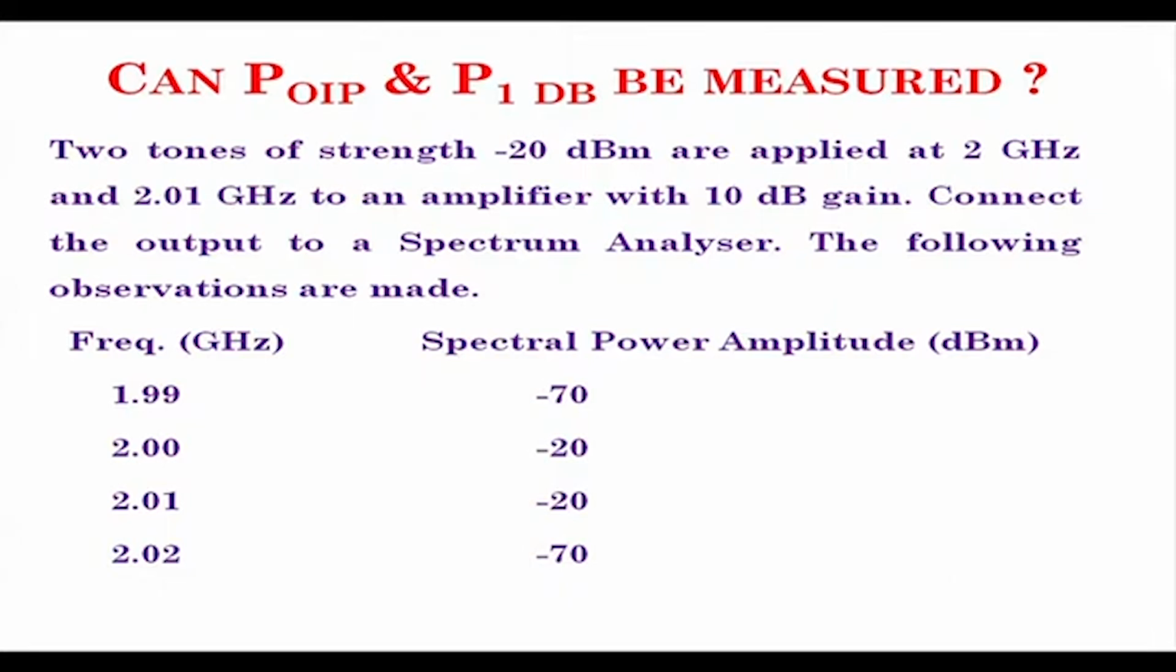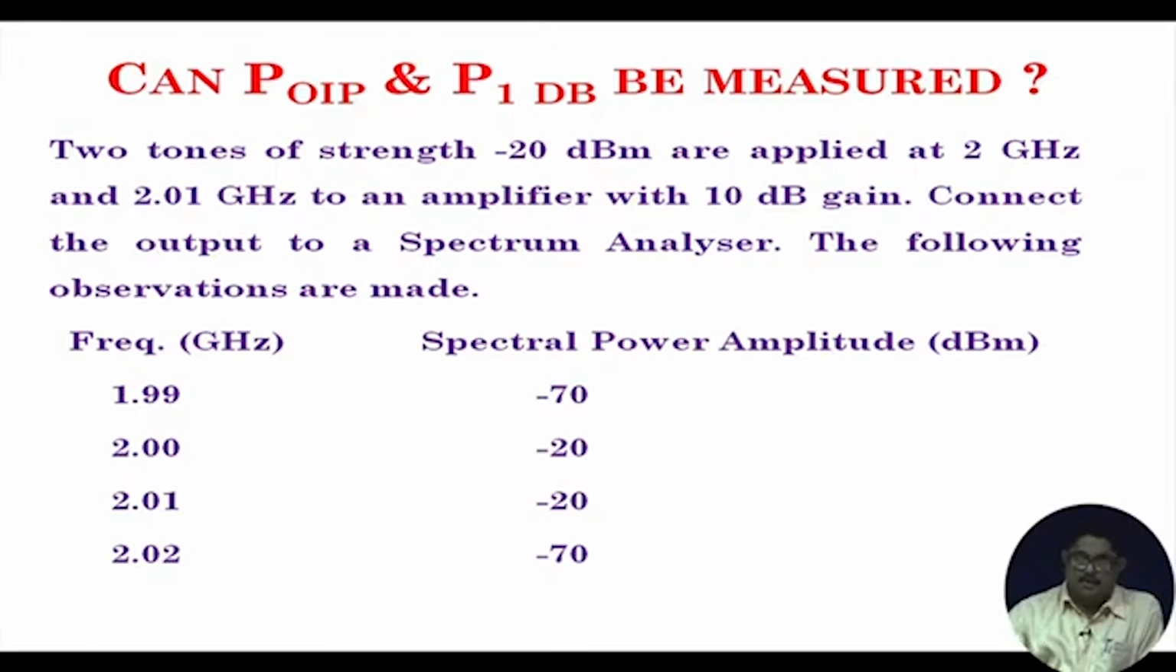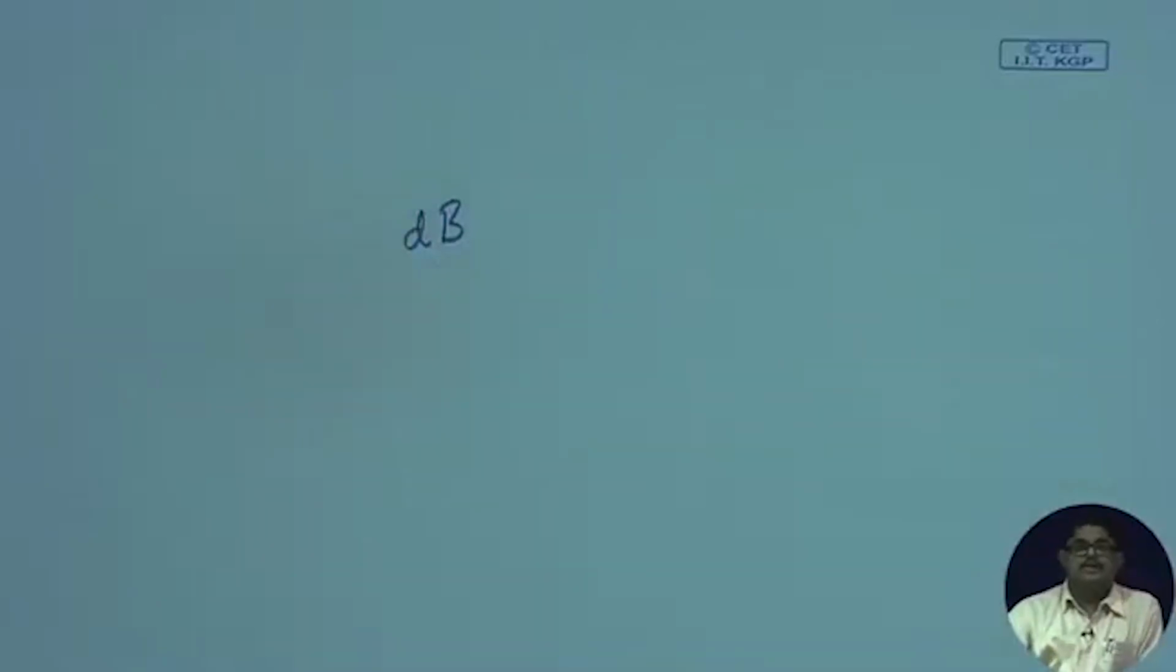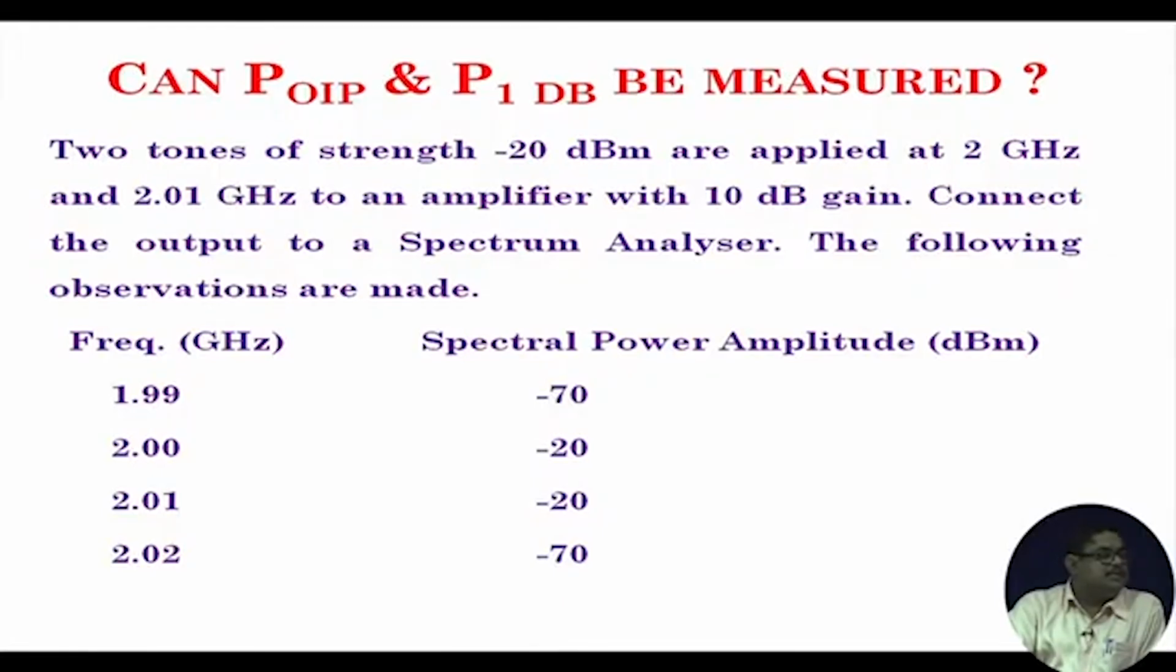Please remember, in this title the dB should be written properly, but in the PowerPoint this problem comes, I think. Now, the problem is like this: two tones, let us say of strength minus 20 dBm each, are applied, and their frequencies are, let us say, 2 gigahertz and 2.01 gigahertz.